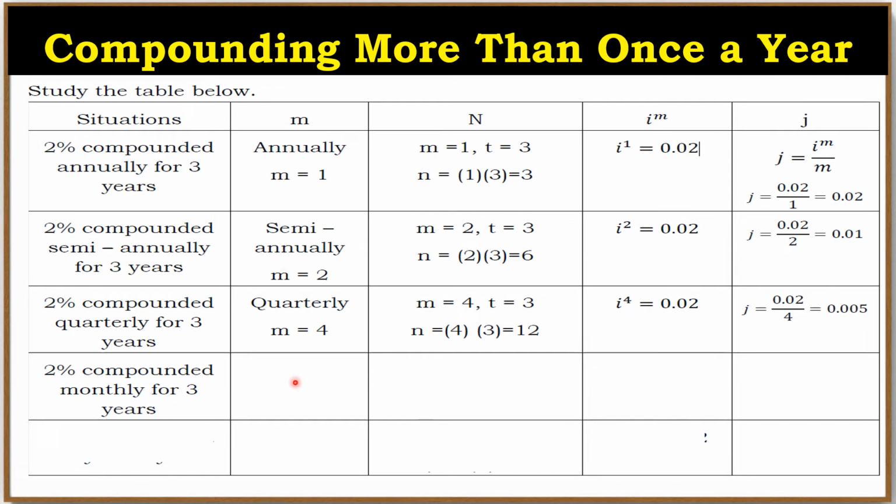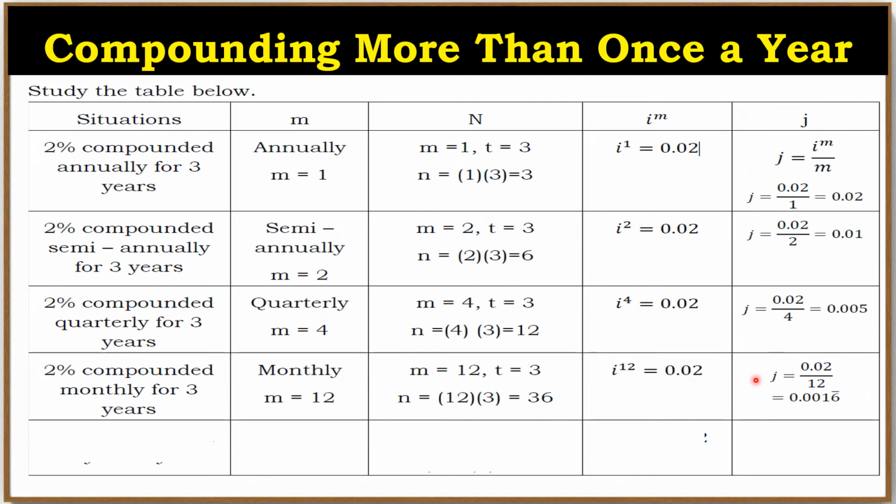Next, what if it's compounded monthly for 3 years? So our m now is equal to 12. Alright, because we have 12 months in a year. And our n is equal to 12 times 3, that is equivalent to 36. Same interest rate, which is 2%, equivalent to 0.02. So we'll have our j is equal to 0.0016.